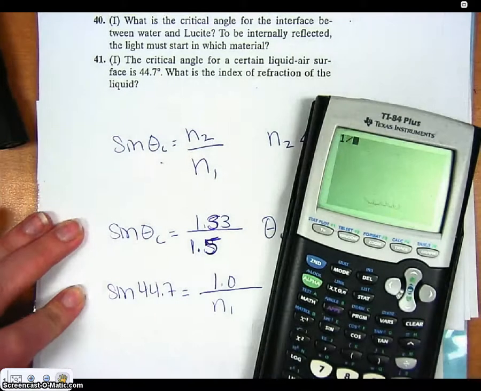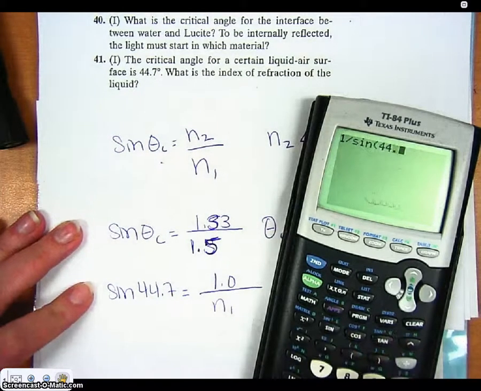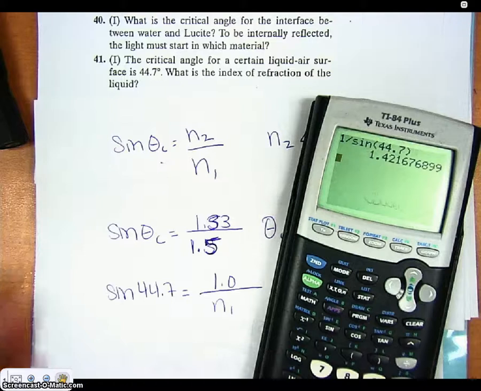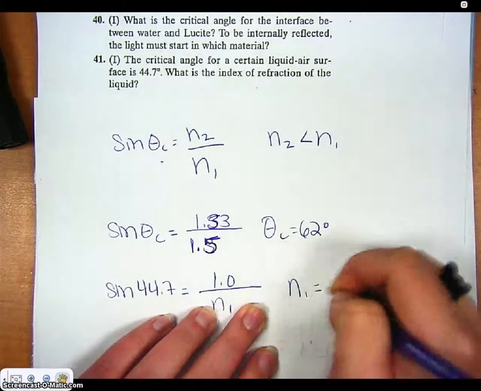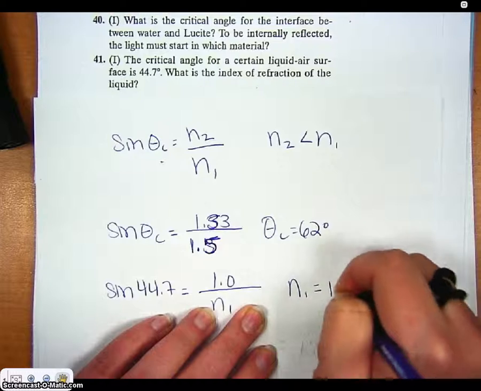So just take 1 and divide it by the sine of 44.7, and we get 1.42. So in this case, n1 for whatever that liquid is, is 1.42.